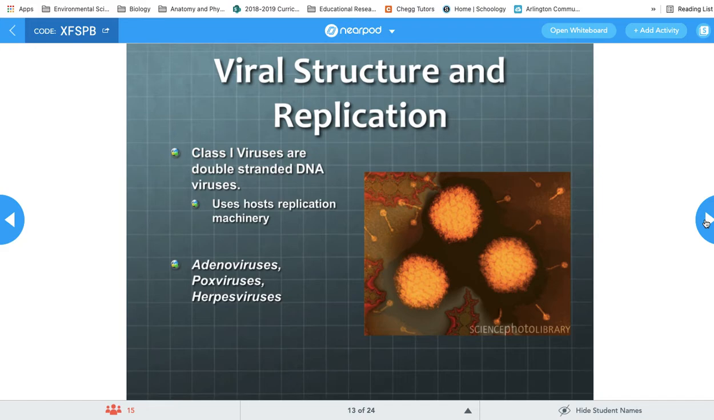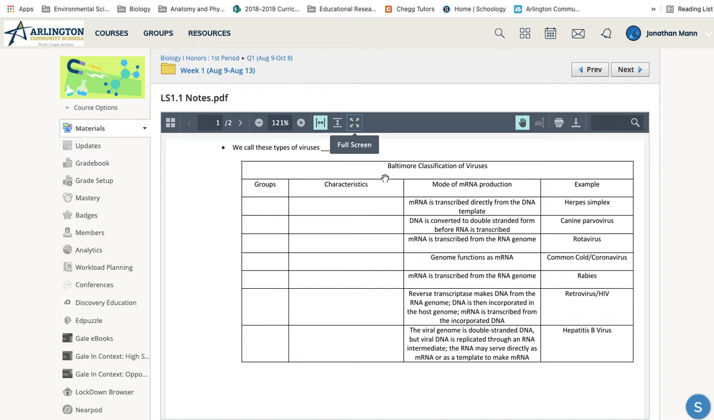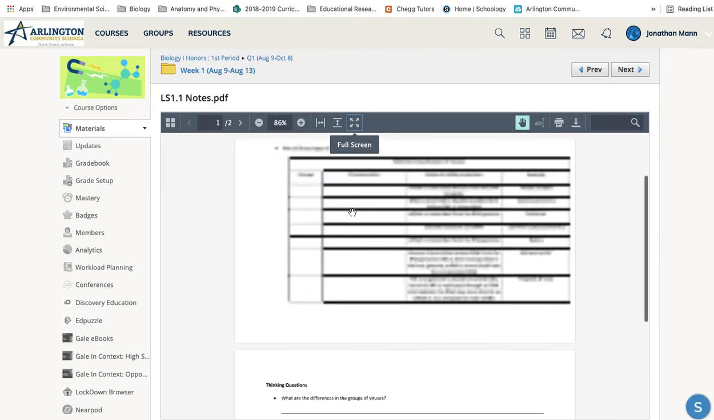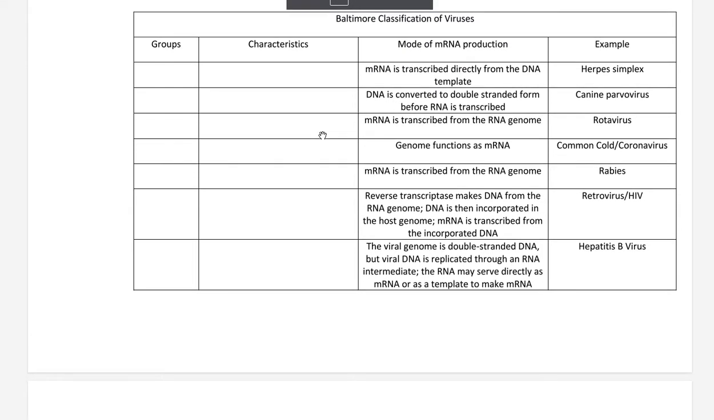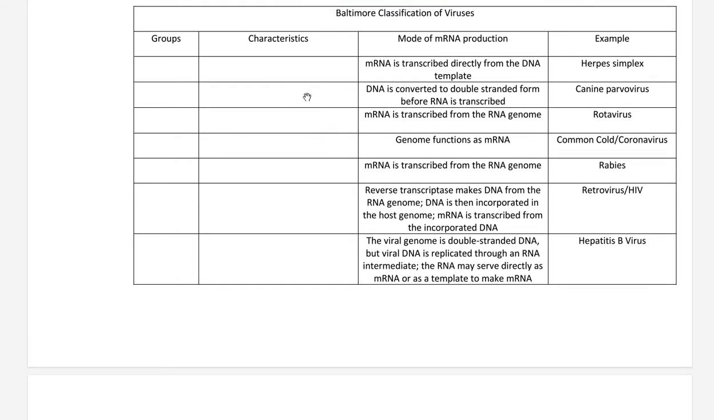So our first class is double-stranded DNA viruses. It's going to use the host replication machinery, and some examples are the adenoviruses and the herpes viruses, or herpes simplex. And so I'll show you what I'm looking at to try to help you. This is what I want you to know. I'm going to make this a bigger screen for us. Right here. I need you to be able to fill in the groups and the characteristics. So for group 1 or class 1, the characteristic is double-stranded DNA.